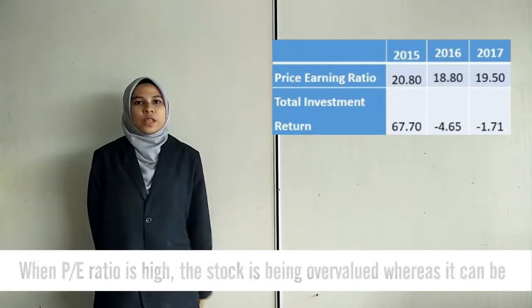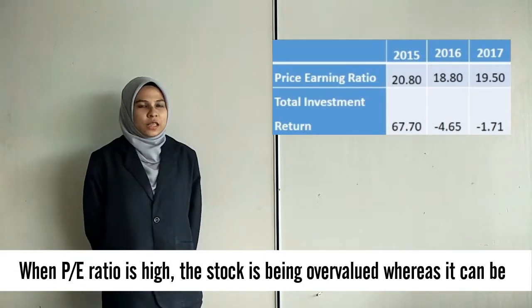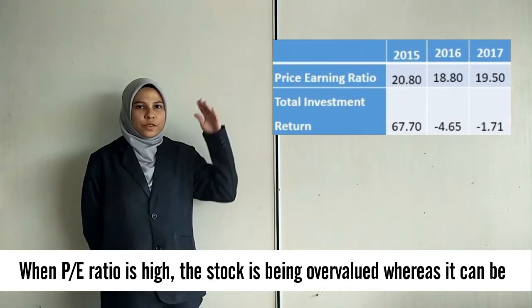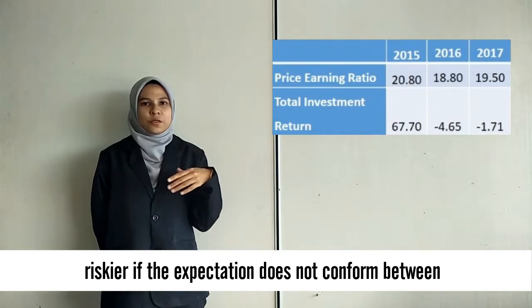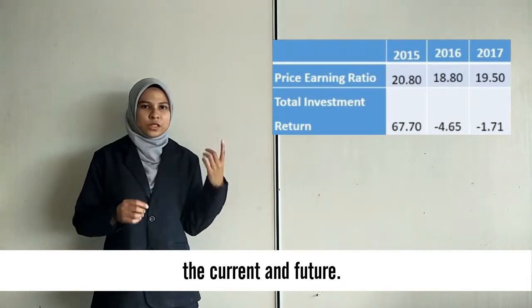Industry. When the PE ratio is high, the stock is overvalued, and it can be riskier if the expectation does not match between the current and the future.